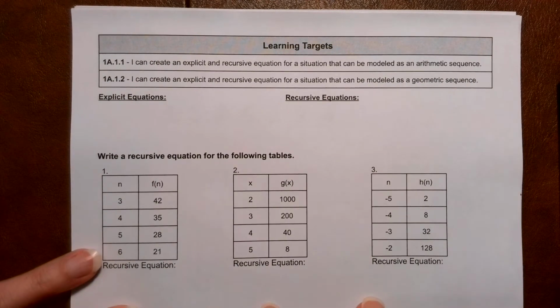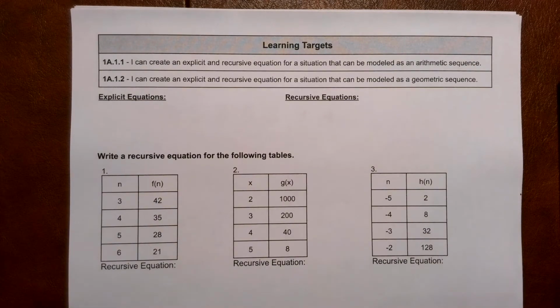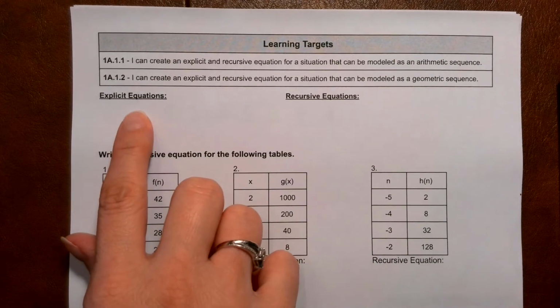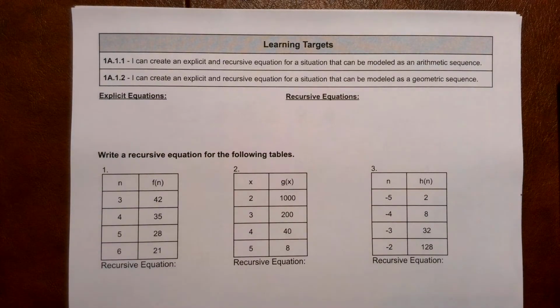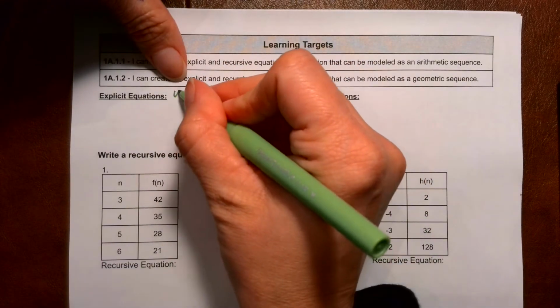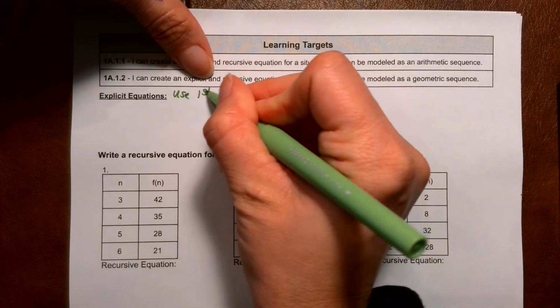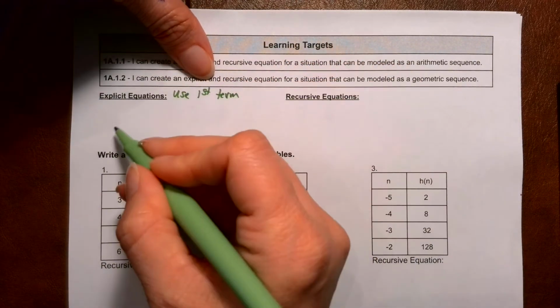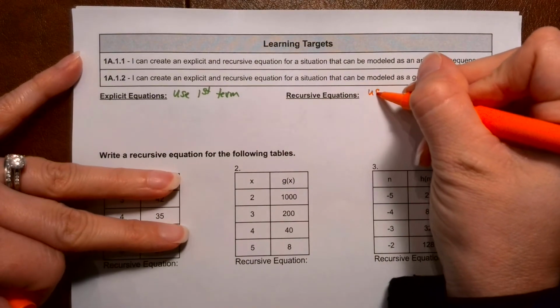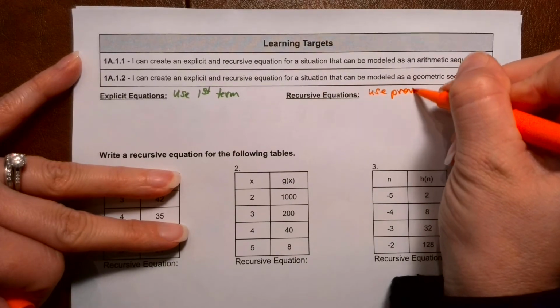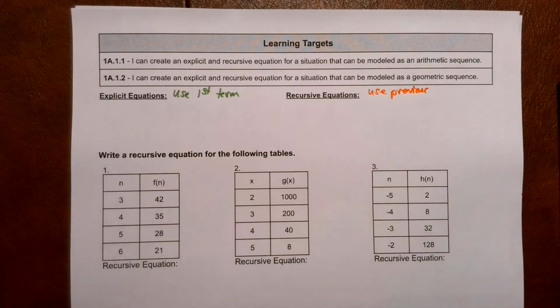Okay, let's recap a very important topic in this module, which is how to write equations. There's two types of equations, explicit and recursive. The difference is explicit equations use the first term to make a pattern to get to all the other terms, whereas recursive equations use the previous term. Let's show you what that's going to look like.